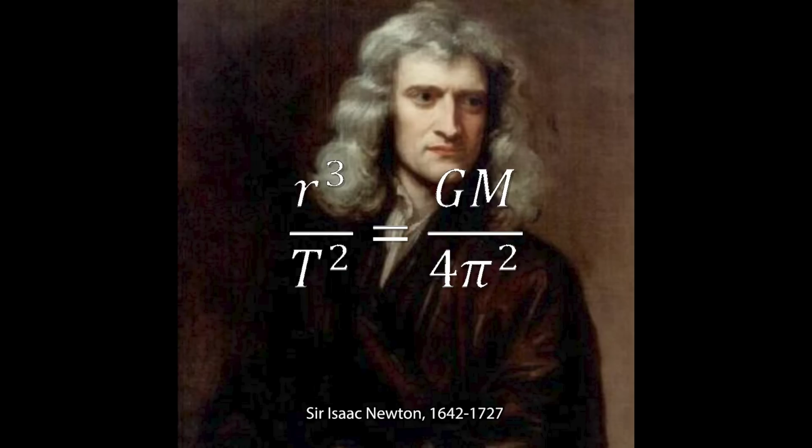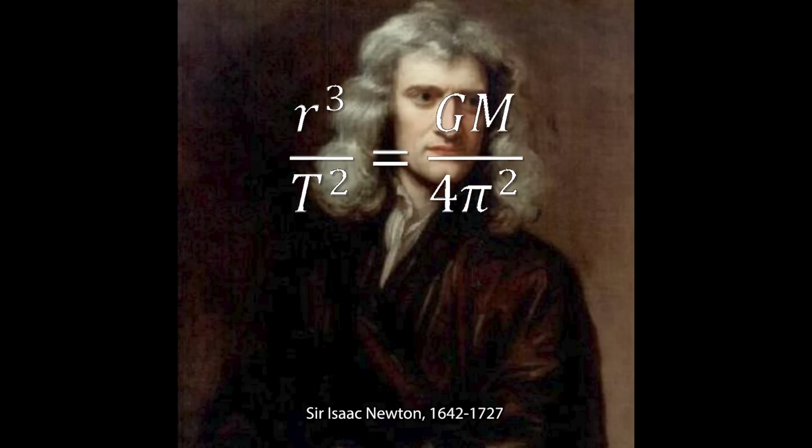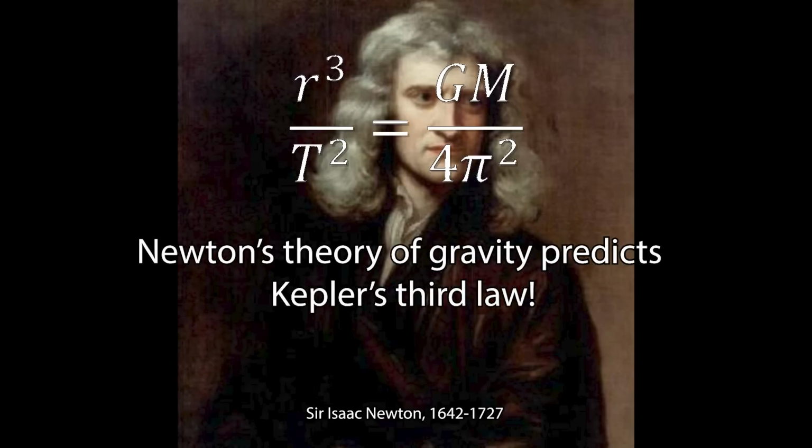G is a universal constant, 4 pi squared is just a numerical constant, and big M is the mass of the central body, in this case the sun, which is obviously the same for all bodies orbiting it. So yes, if gravity is the centripetal force, then, and only then, will r cubed over t squared be constant. If the attractive force were not a function of the orbiting body's mass, then mass wouldn't cancel, and r cubed over t squared would depend on the mass of the planet. Notice how Newton's theory of gravity actually predicts Kepler's third law?